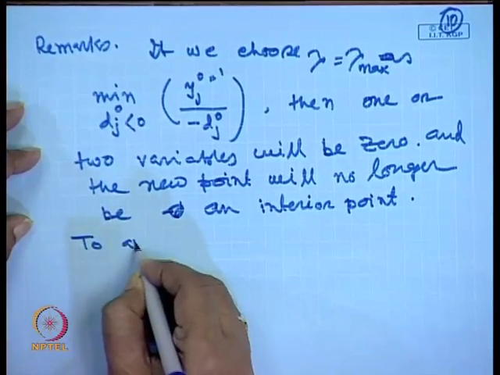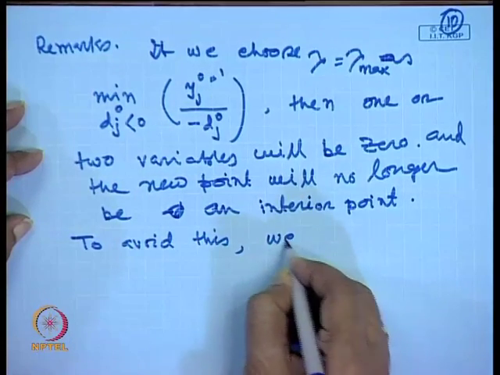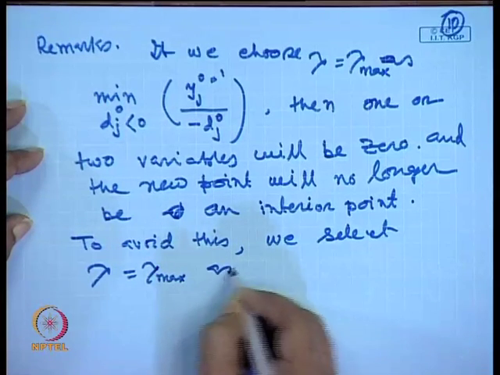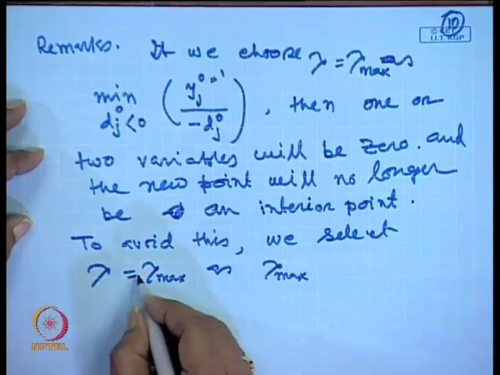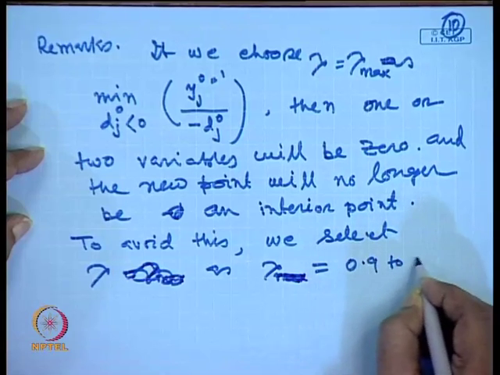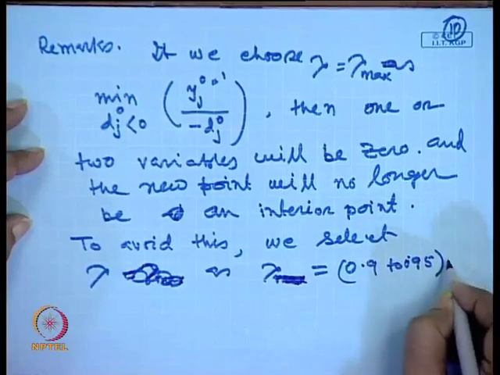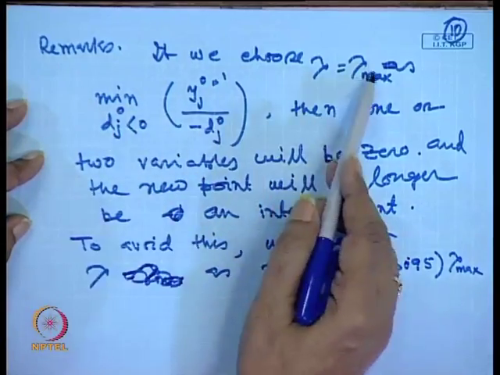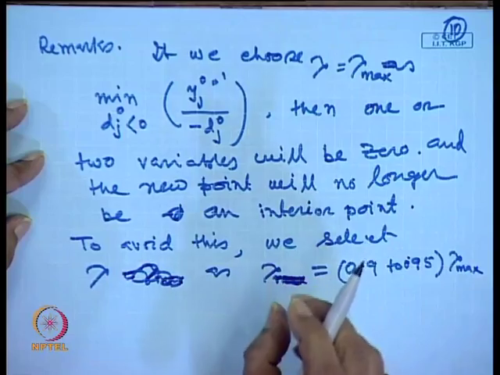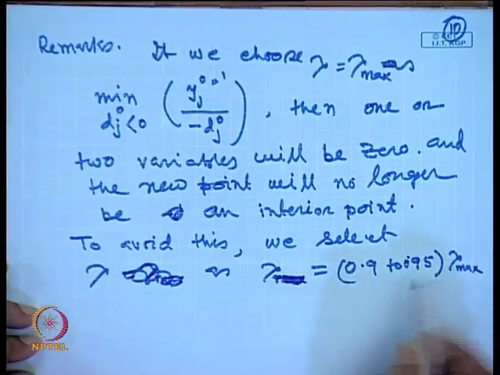So to avoid that, we select lambda equal to lambda max, or you see we select lambda, ultimately, as lambda equal to 0.95 multiplied by lambda max. What is the lambda max? We got it here, lambda max as this one, that you multiplied by 0.95, and then you consider that as our step length in the direction of d we will move, and that will overcome that problem. That means that no component of y, the new point y, will be 0. That means it will not reach the boundary point of this region.